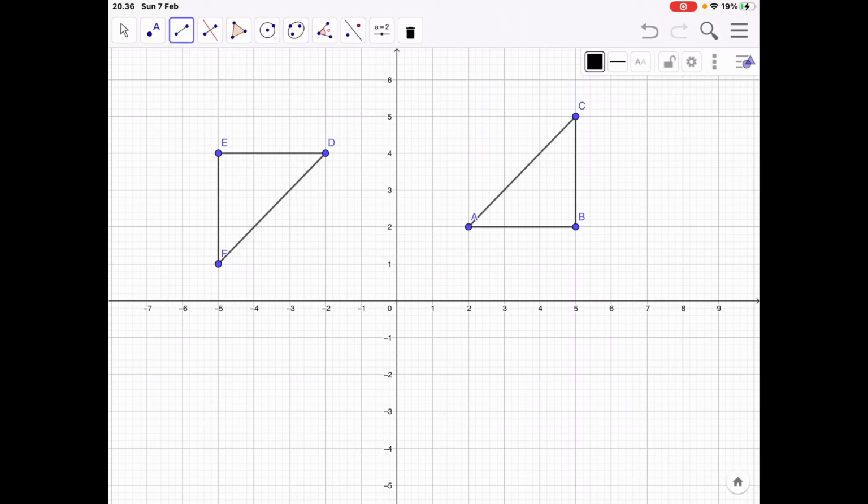So we do not know about which point this object ABC is rotated and through what angle. Now first of all, the image of A is D. So join A and D and find its perpendicular bisector.